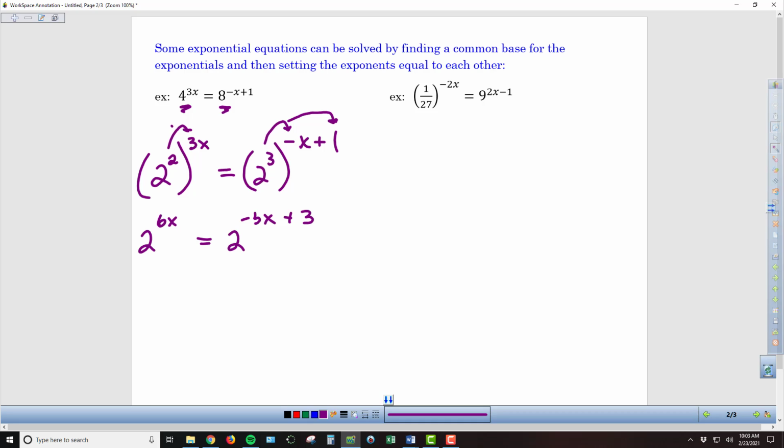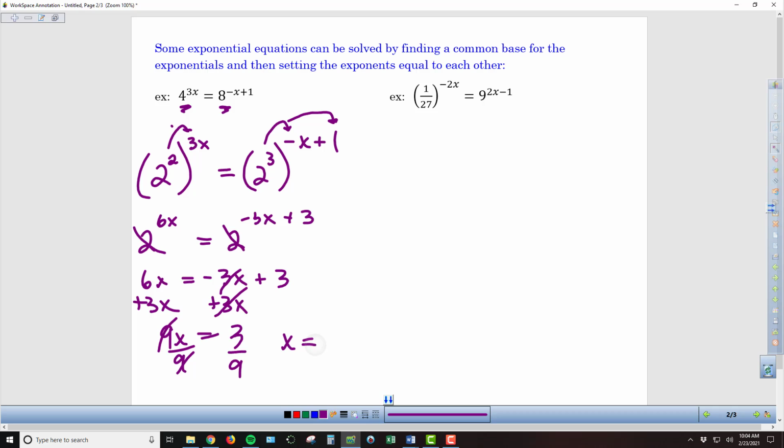So now we're in the same place as we were on the previous examples, where we have a single exponential on both sides, and we have the same base. So now we can go ahead and forget about those bases and set those exponents equal to each other. So we have 6x equals negative 3x plus 3. Add 3x to both sides, and so we get 9x equals 3, and then if we divide both sides by 9, we just have to be careful, we end up with x equals 3/9, which reduces to 1/3.